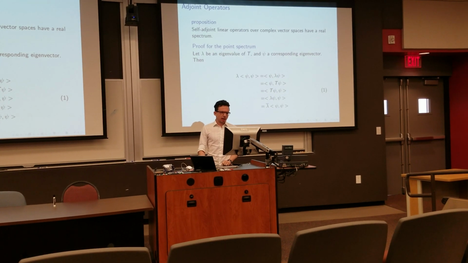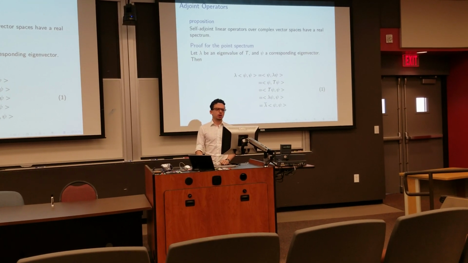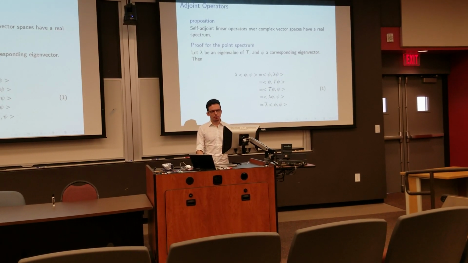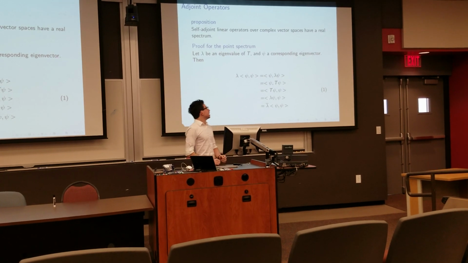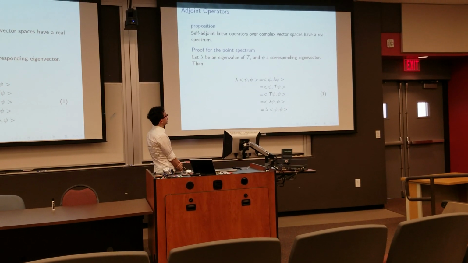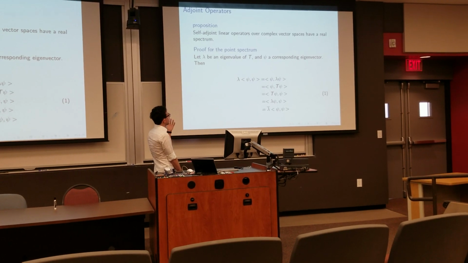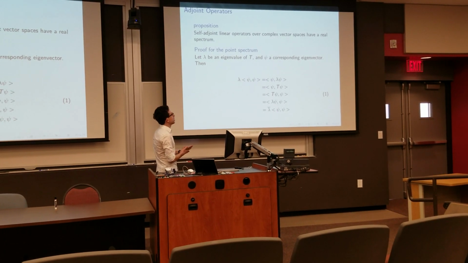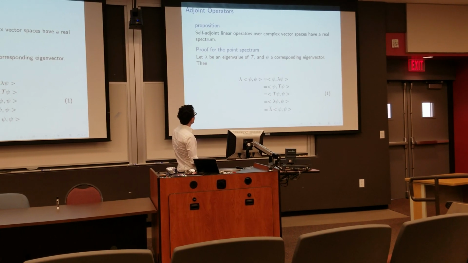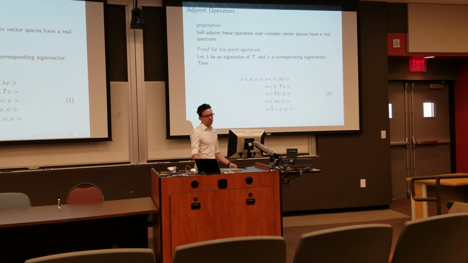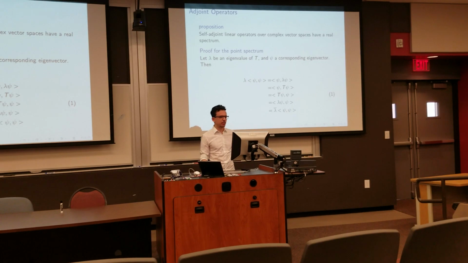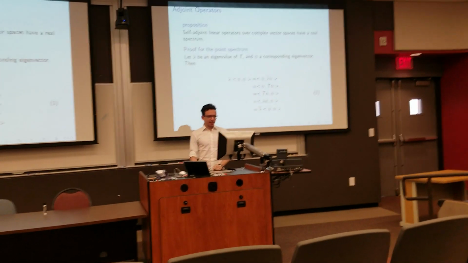Okay, so one nice property that self-adjoint operators have is that the spectrum is entirely real. This is a proof that the point spectrum is real, but this generalizes to the other parts of the spectrum as well.